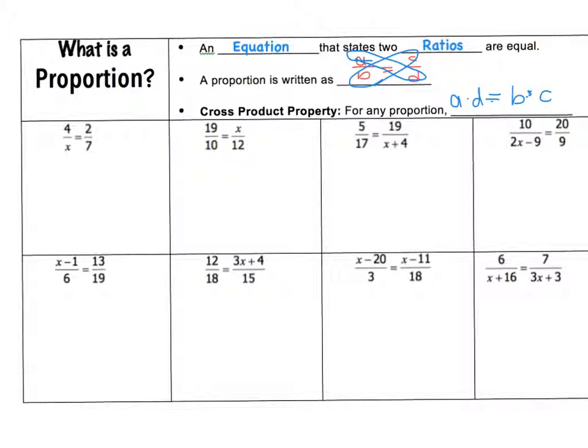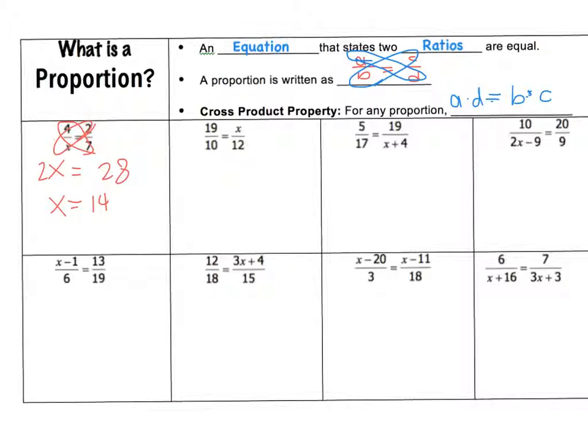For example, in number 1 we have 4 to x is equal to 2 to 7. So we're not sure how that works, so we can just find the cross product. 4 times 7 is 28. X times 2 is 2x. 2x equals 28. Solve for x, dividing by 2, and we get x equals 14. You can use this method to solve all of these problems.